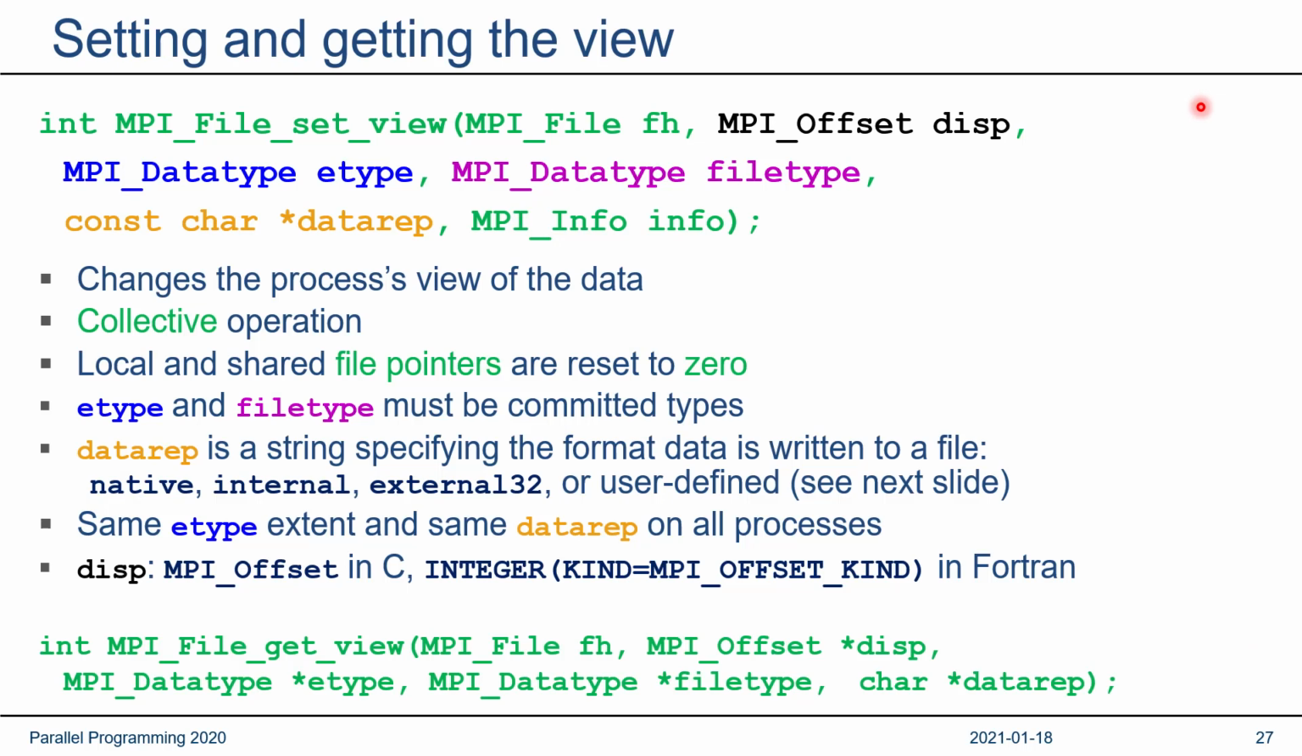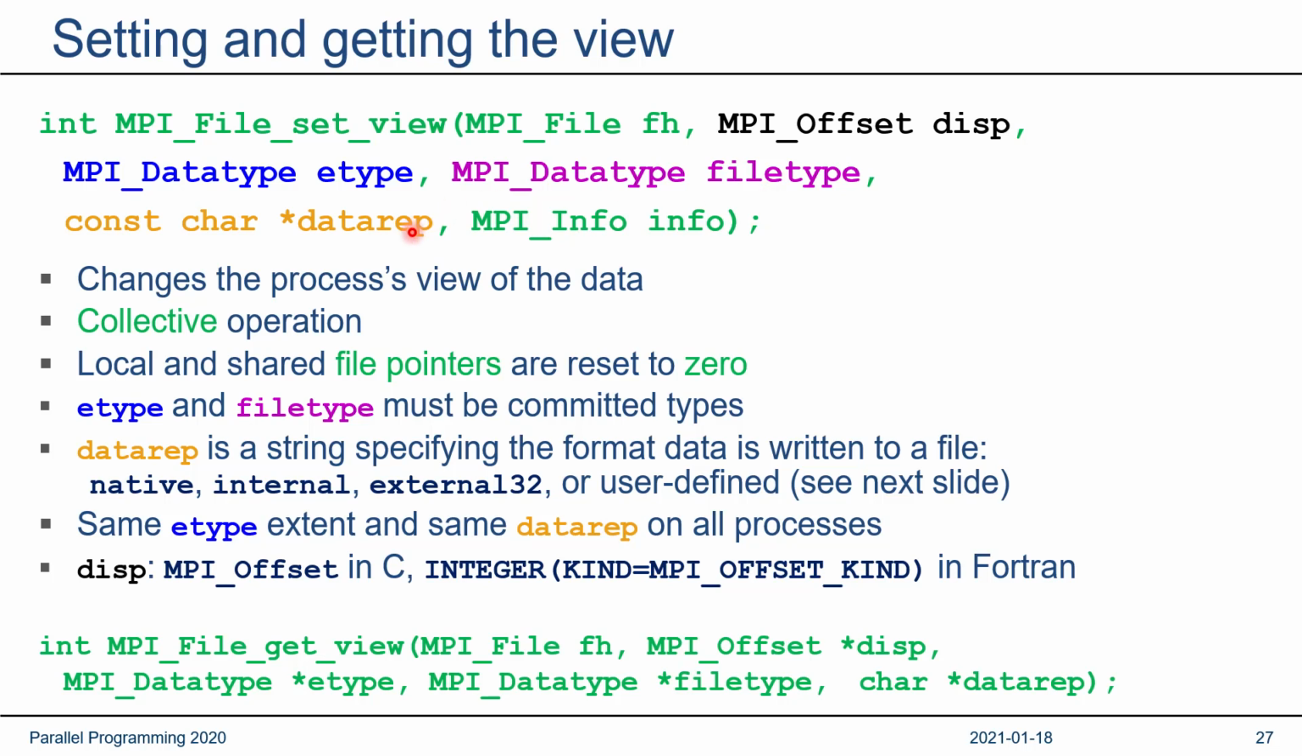Here's how you set the view on an open file with file handle fh. It's a collective operation. The local and shared file pointers are reset to 0. We'll come to file pointers later and how they are handled. The E-type is an MPI data type as well as the file type, and they both must be committed types. With the E-type and the file type, you specify the actual view of the file, as just explained.